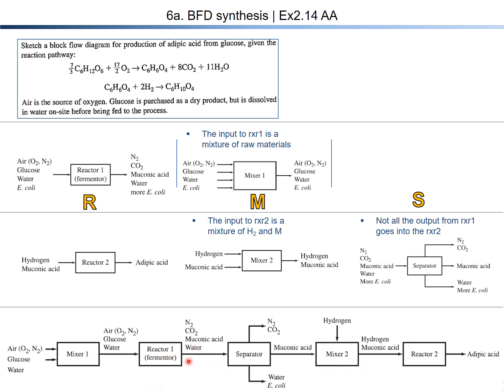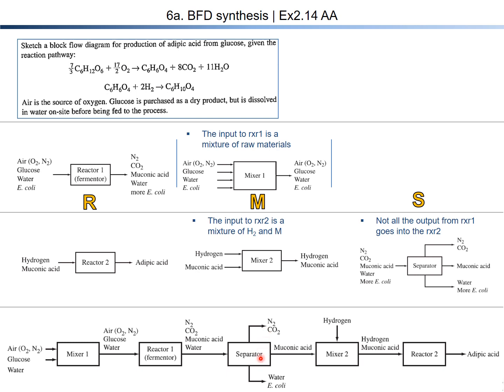In the product stream from reactor 1, you have four compounds. Muconic acid, that is the desired product, and muconic acid should be introduced into mixer 2. How about the other things? Nitrogen, carbon dioxide, water. It would be better to separate the muconic acid from nitrogen, carbon dioxide and water before going to mixer 2. So we need to have the separator.